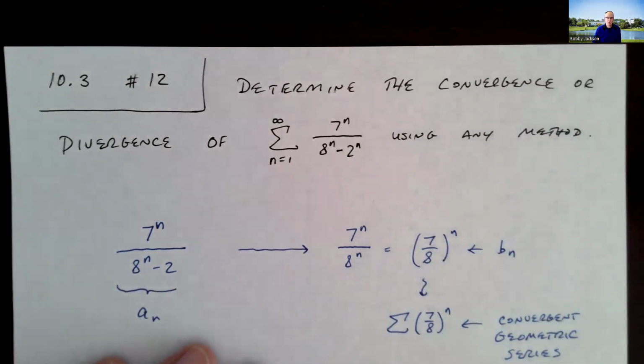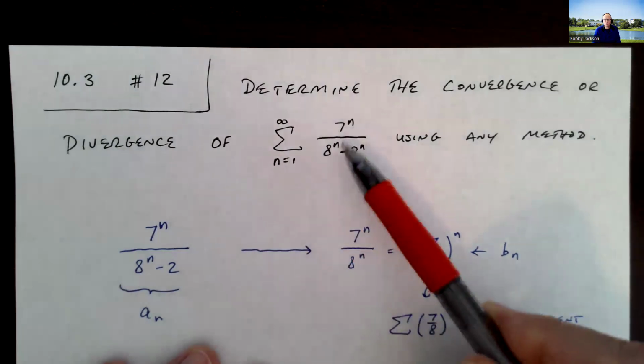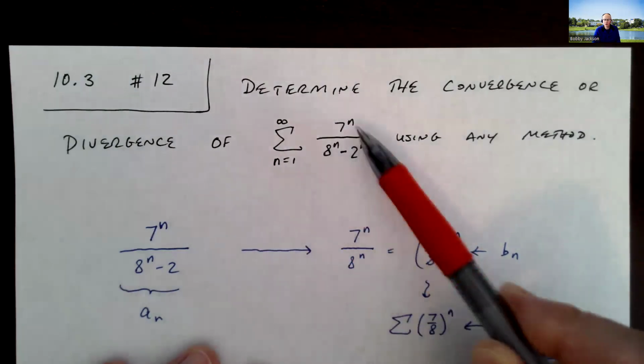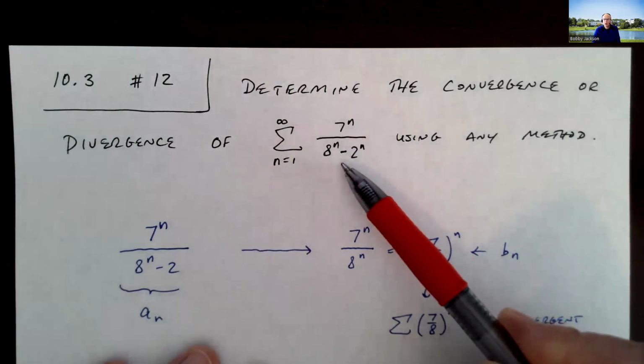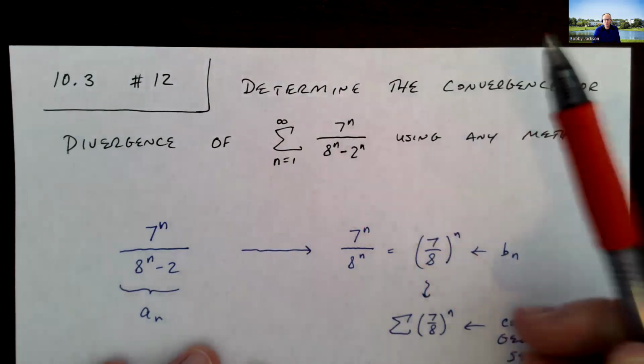Hey everyone, let's look at number 12 in 10.3. We're going to determine the convergence or divergence of this series. And again, yours might look a little different than this, but probably very similar using any method. And so, when I'm looking at this, it's very close.